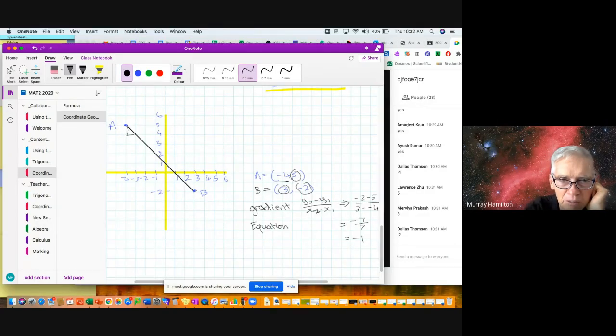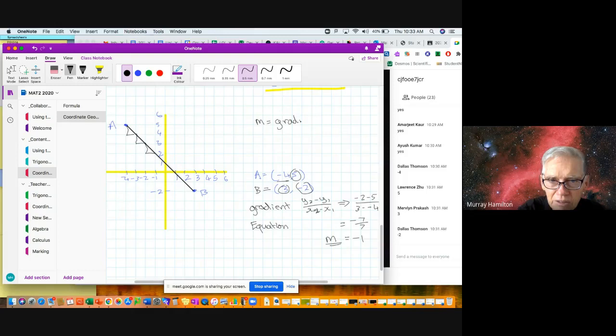How did you people work that out? By random numbers. What a nice, easy example you've made it. Okay, so that there is called our gradient. The gradient is given the symbol m. Do you know why they use m for gradient?